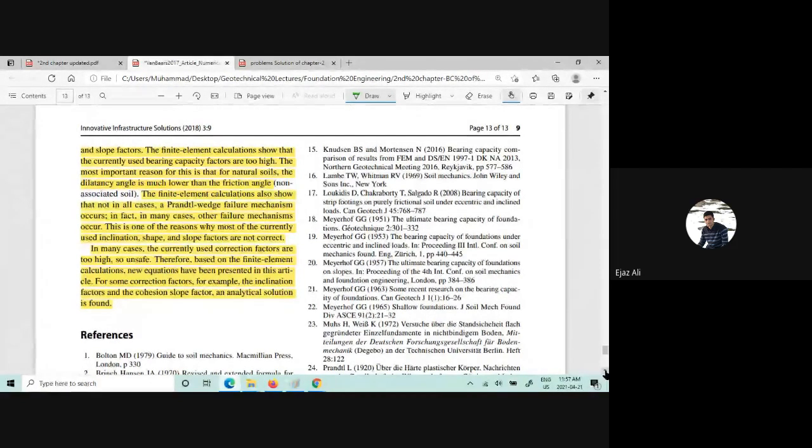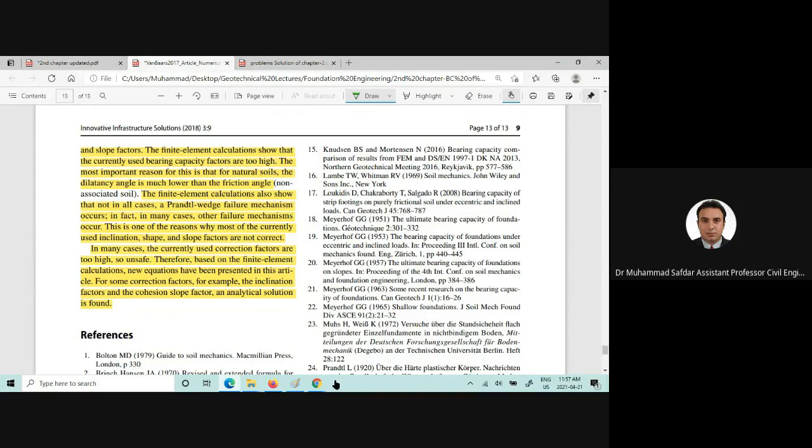Therefore, based on the finite element calculations, new equations have been presented in this article for some correction factors. For example, the inclination factors and cohesion slope factors. Analytical solution is found. Okay, thank you very much, Ejaz. Now we can clearly see how the comparison was made using different shape factors, bearing capacity factors, inclination factors, the slope factors as well. Now the ground factors as well.